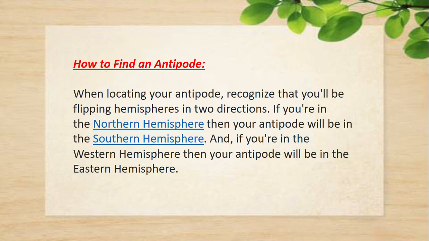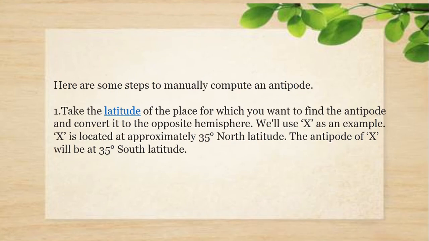So how to find an antipode? When locating your antipode, recognize that you will be flipping hemispheres in two directions. If you are in the northern hemisphere, then your antipode will be in the southern hemisphere. That is the latitude. And if you are in the western hemisphere, then your antipode will be in the eastern hemisphere. It depends on the longitude.